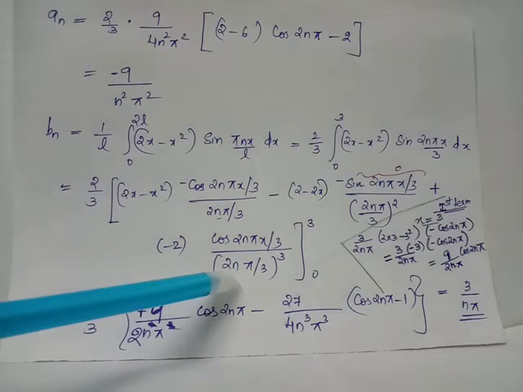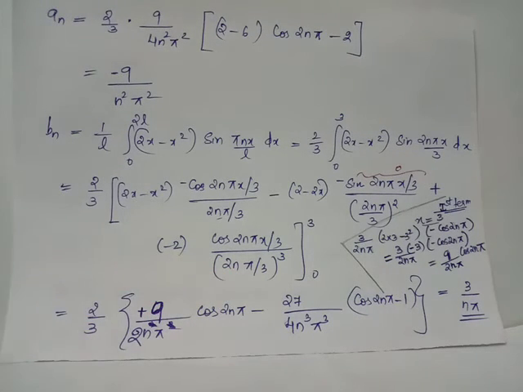Here, this denominator 2n pi by 3 the whole cube becomes 8n cube pi cube divided by 27, and this when taken to numerator as its reciprocal, we will get minus 2 multiplied along with 27 divided by 8n cube pi cube which becomes minus 27 divided by 4n cube pi cube.